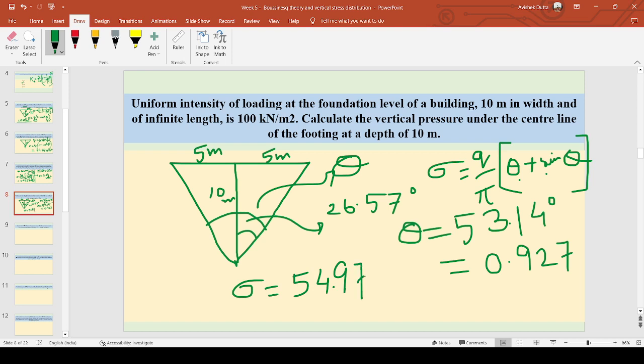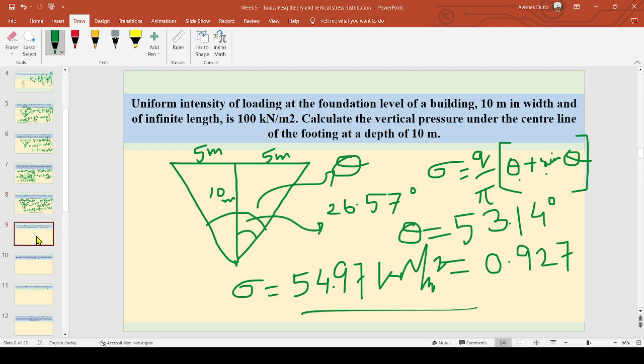Hello, am I audible? Okay, we get a value of 54.97 kilonewton per meter square. So this is how we should solve this problem whenever infinite length of footing is considered. The formula is q by pi, theta plus sine theta.